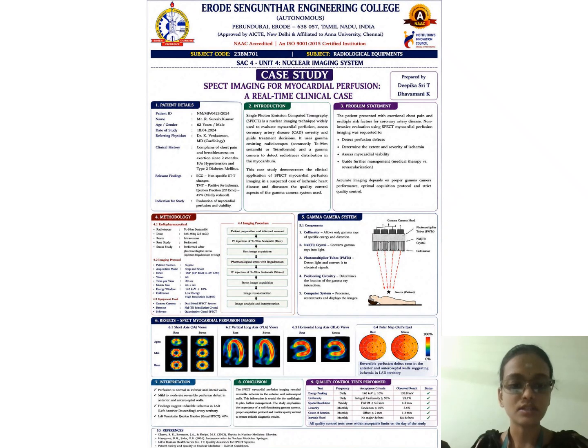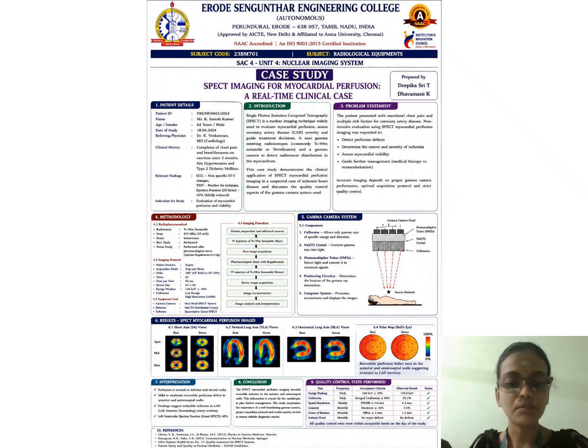Now coming to the results, the SPECT images showed a reversible perfusion defect in the anterior and anteroseptal walls. A reversible defect means that the blood flow is reduced during stress but improves during rest. This indicates inducible myocardial ischemia. The findings suggested ischemia in the left anterior descending artery territory. The inferior and lateral wall showed relatively normal perfusion.